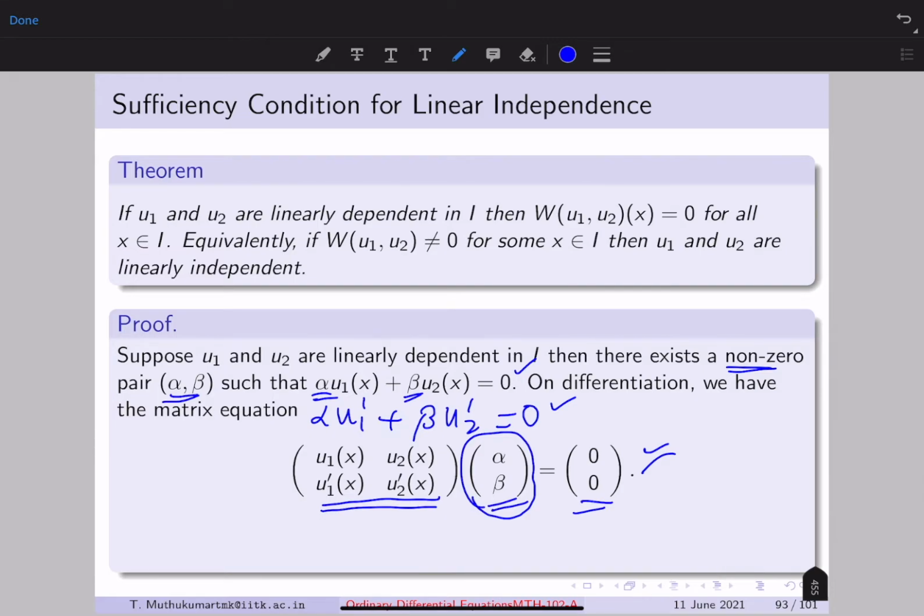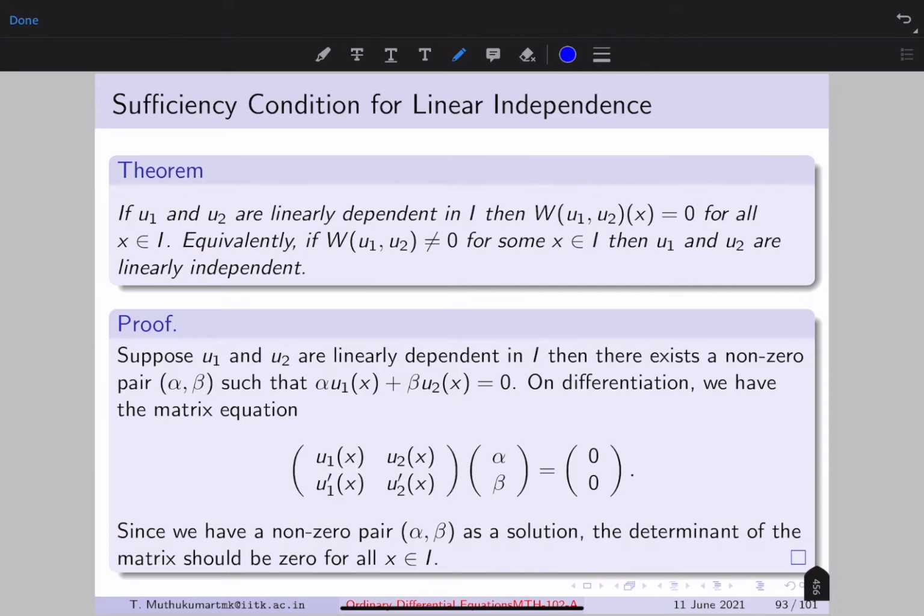The determinant of this matrix should be 0, and it should be 0 for all x because this matrix equation is valid for all x. So we have proved this. And this other statement is just a consequence of it, because P implies Q, so not Q implies not P. What is P? Linear dependence. Not P is linear independence.